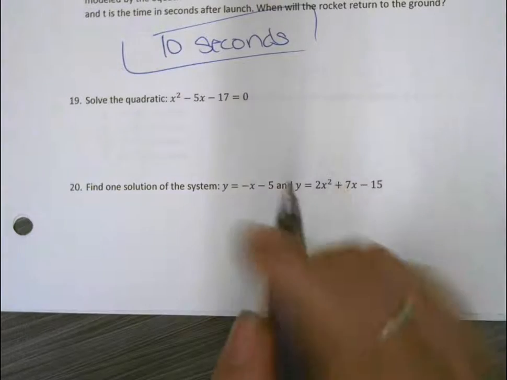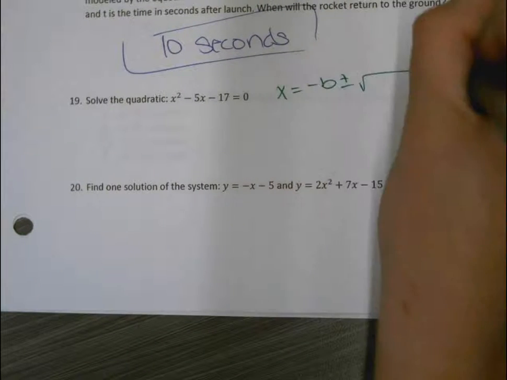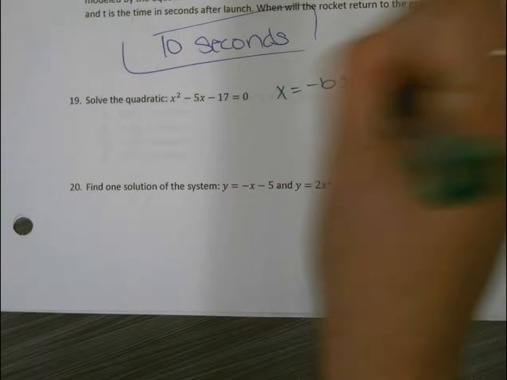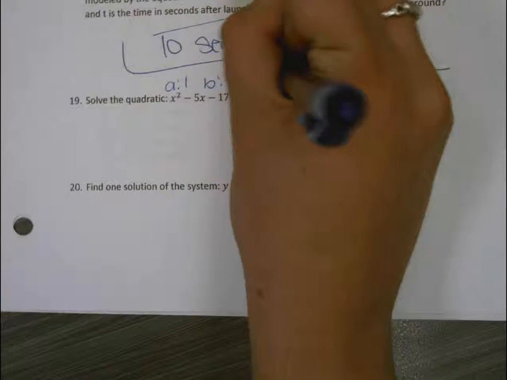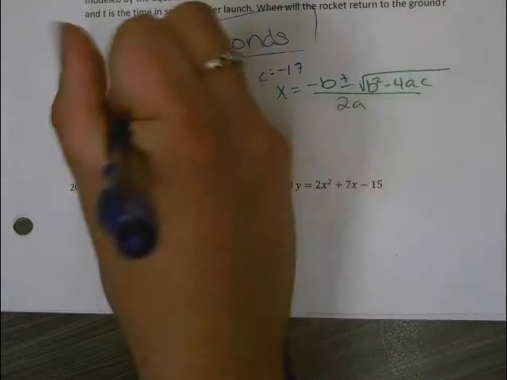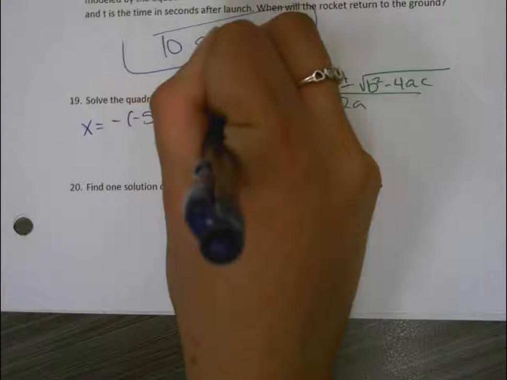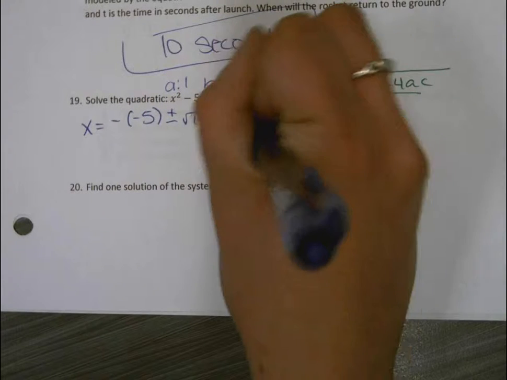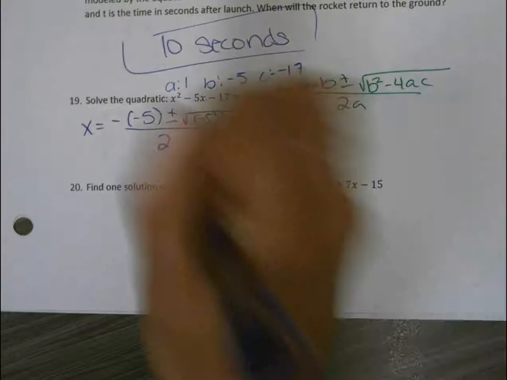Number 19 wants me to solve the quadratic. If I try and graph this one, it's not going to look nice, so I want to use the quadratic formula. Remember that is x equals negative b plus and minus the square root of b squared minus 4ac over 2 times a. So a here is 1, b is negative 5, and c is negative 17. Then I'm going to plug this into the formula. So I have x equals negative 5 plus and minus the square root of negative 5 squared minus 4 times 1 times negative 17 over 2 times 1.